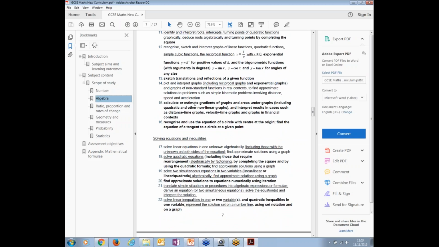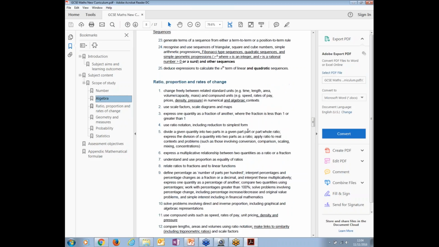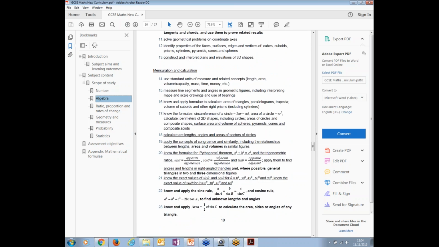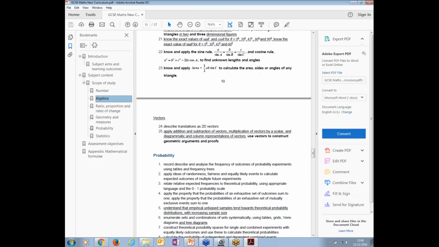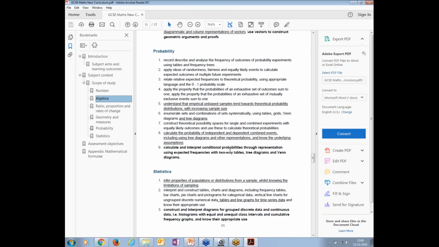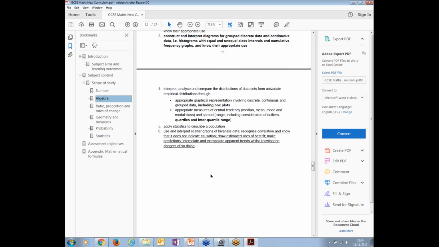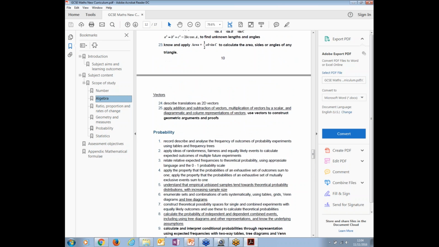So, calculate or estimate gradients of graphs and areas under graphs, and interpret results in cases such as distance time graphs and velocity time graphs. So that means they're also expected to know that under a velocity time graph, the area gives you the distance. So I think maybe this is why I didn't copy it across, because actually they haven't put kinematics as a separate thing. It's just kind of integrated within bits of it.